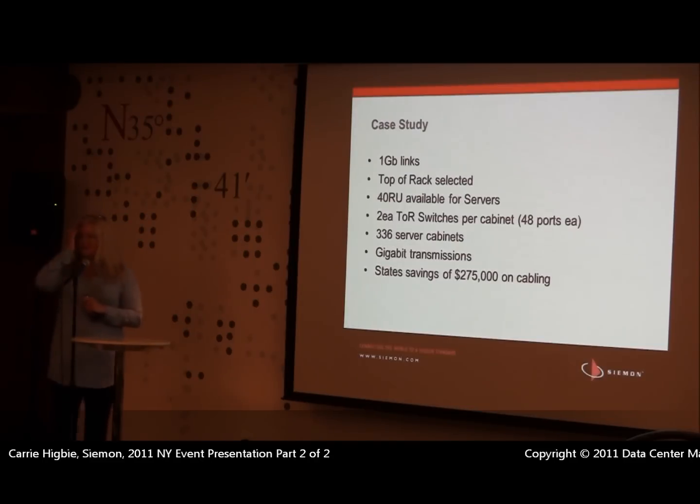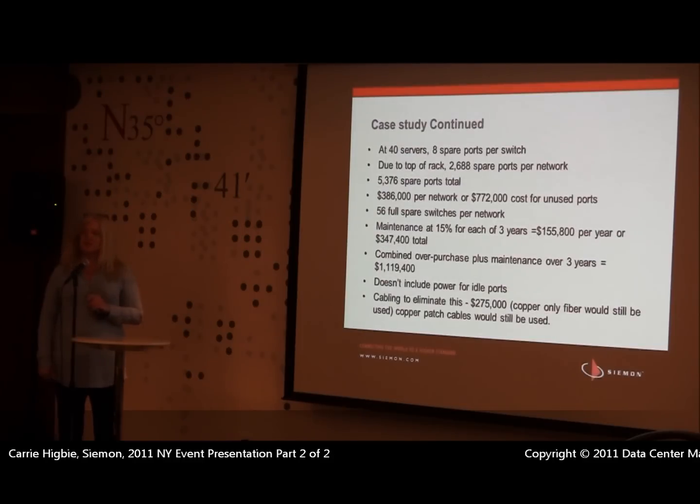Since I wrote that white paper, this is from one of the customers that I work with up in Canada, and they were doing gigabit, which has always been a 100-meter connection, and they got sold into this whole top of rack. They were putting in about 336 cabinets, and they had 40 rack units available for servers. And the networking guy said, I'm going to save you $275,000 on your cabling. Sounds pretty good, right? We'd all like to go to our boss and say, hey, I just saved you $275,000. So I said, well, let's look at this though.